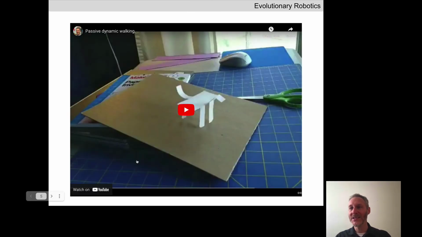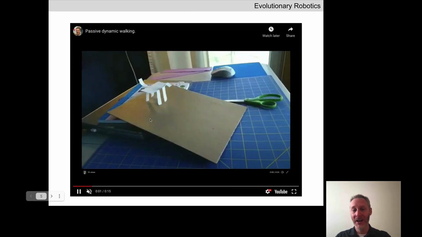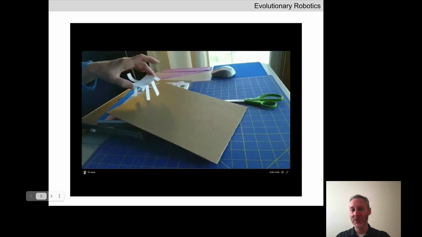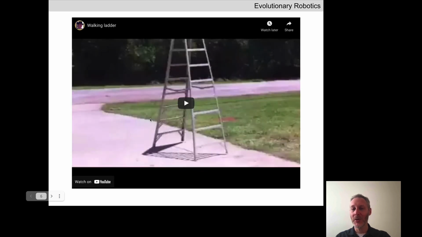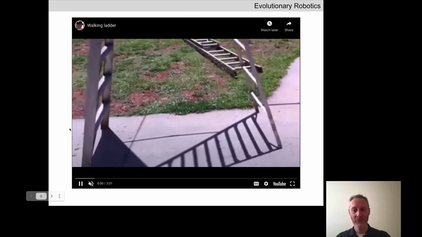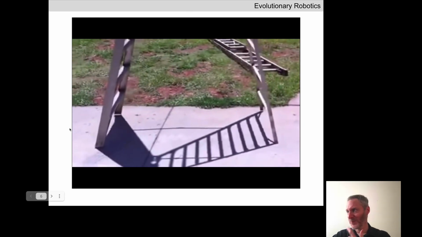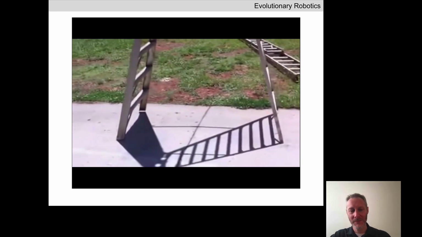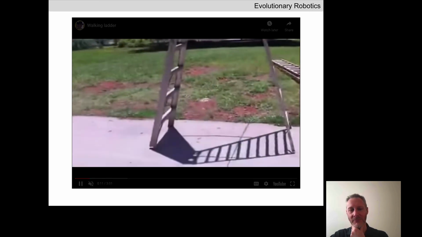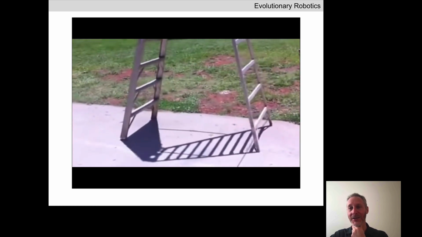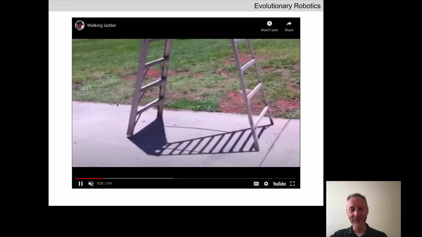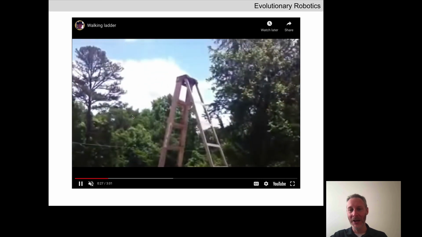Okay, a couple more points about passive dynamic walking. You can actually make extremely simple things that do this. There are toys that passively dynamic walk. Here's somebody that made a passive dynamic walker out of paper. You can try making one of these yourself. And finally, here's someone who discovered a passive dynamic walker in the wild. I don't know if we would consider this a robot, but it is certainly exhibiting some form of locomotion. You'll notice this video runs for over 3 minutes. Takes a while, but this ladder eventually gets to street level.